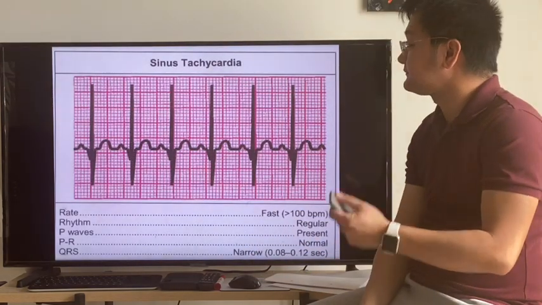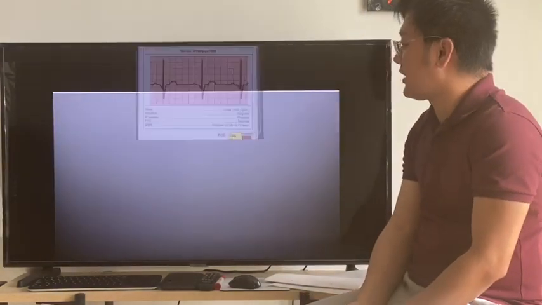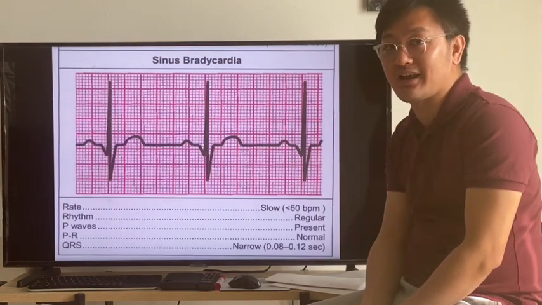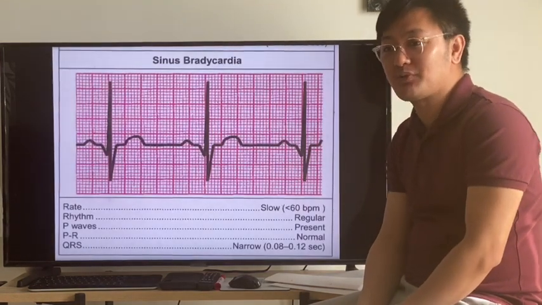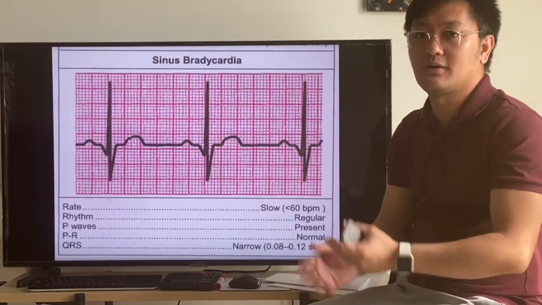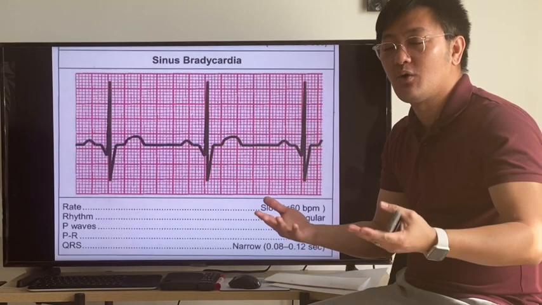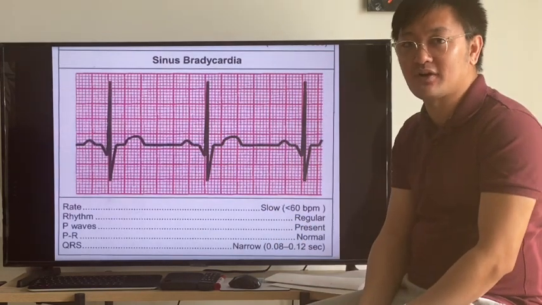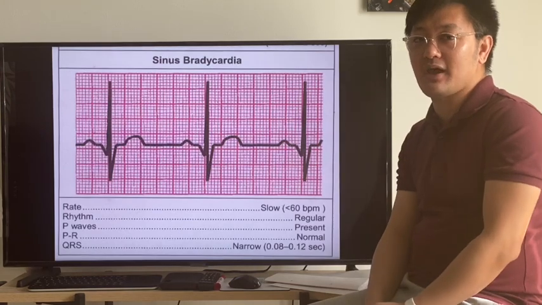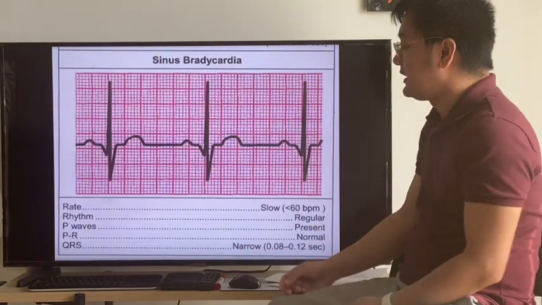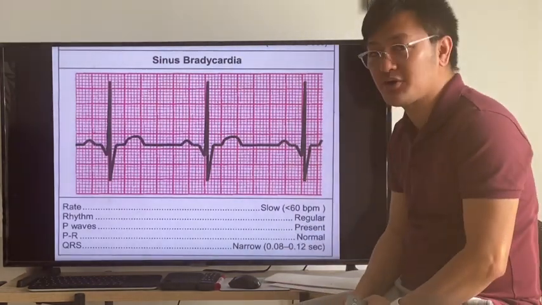Let's proceed. This is what we call your sinus bradycardia. How will you know if it is sinus bradycardia? Again, we follow the flow, the procedure. What to do if you have an ECG strip in front of you: check the completeness of waves. We follow the key, the protocol. So let's identify, are waves complete?